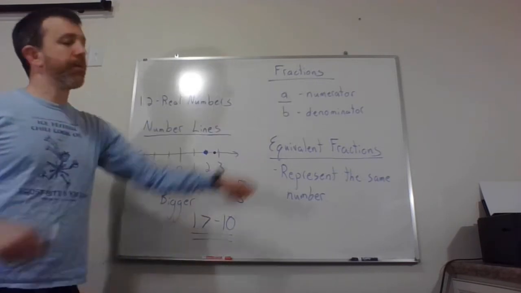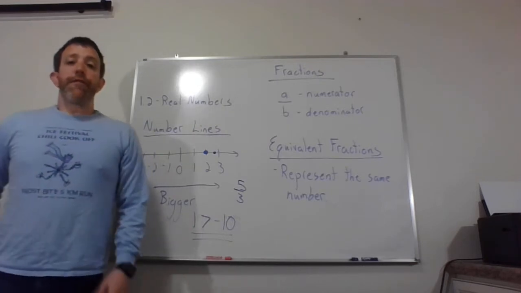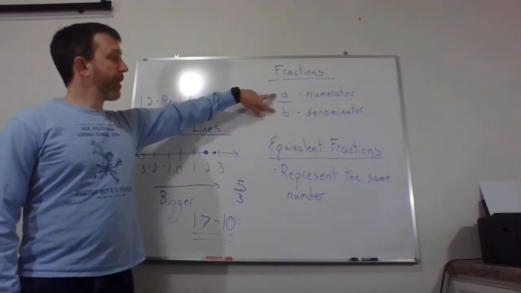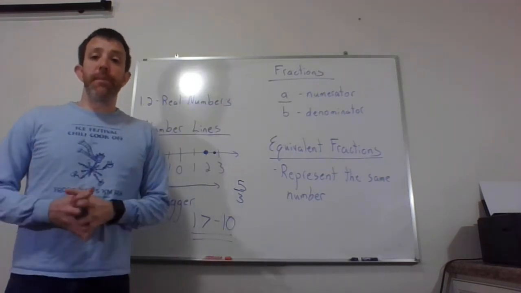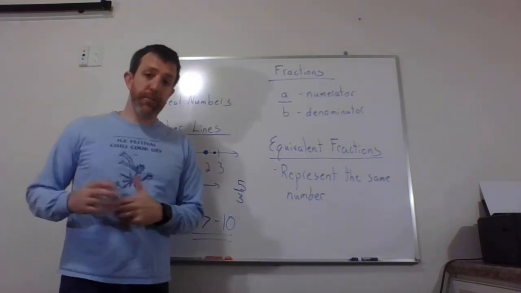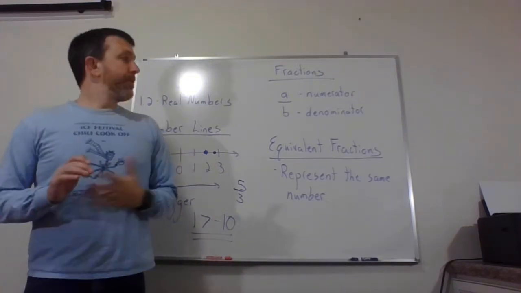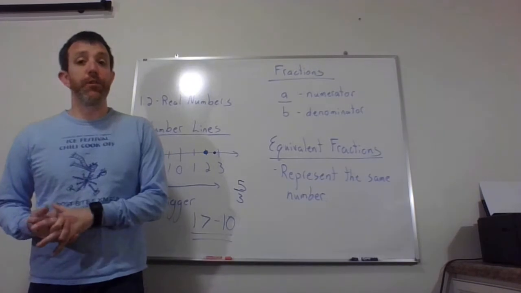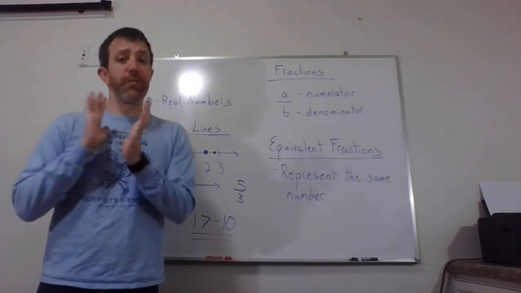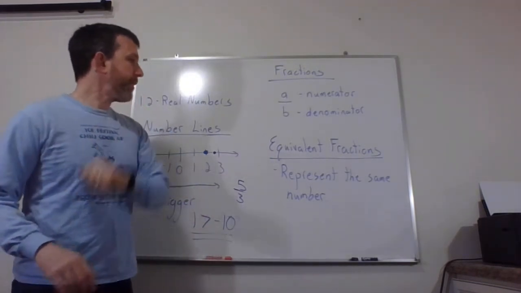All right, so let's get started with some fractions now. A fraction is just two numbers, one on the top and one on the bottom. I have them represented here with A and B. The number on the top is called the numerator. The number on the bottom is called the denominator. So it's important for you to know those words. I'm going to use them whenever we talk about fractions, so you need to be able to follow what I'm talking about. So make sure you know those words.